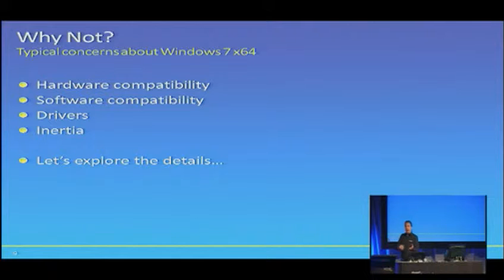So that's kind of the whys. The whys are pretty simple: to support more RAM and to support more disk. So then the question is, well, why not? What are the concerns that you would have moving to Windows 7 x64? First off, hardware compatibility, then software compatibility, then we'll talk about drivers some. But the main thing in a lot of cases is just pure inertia.